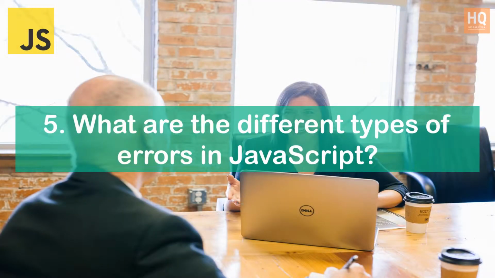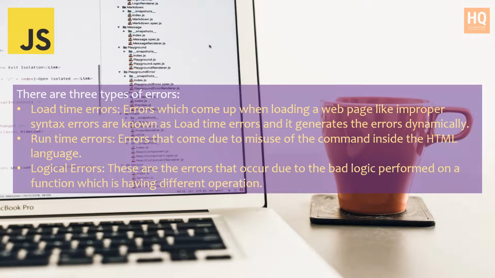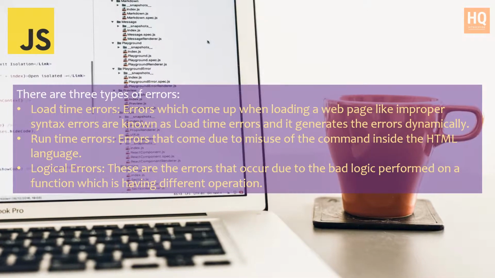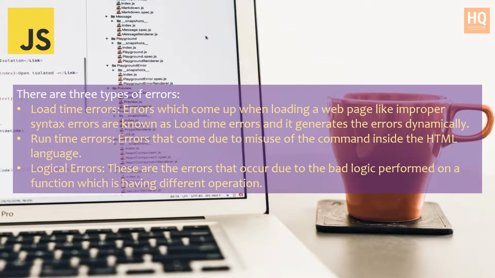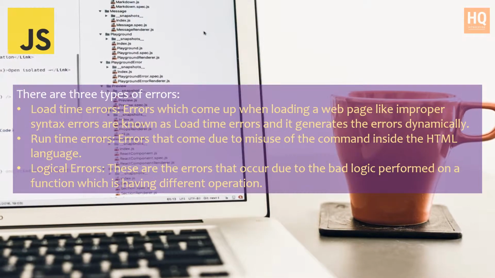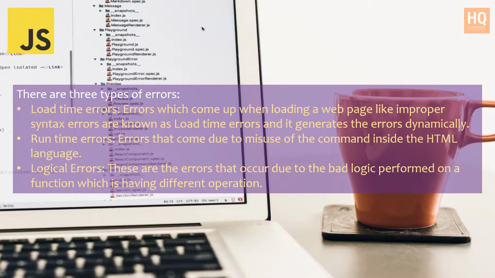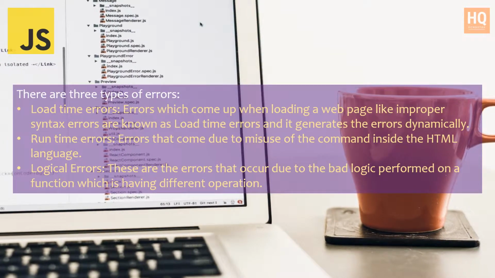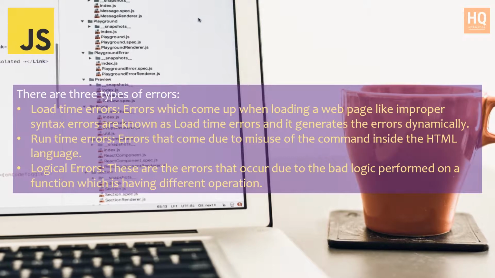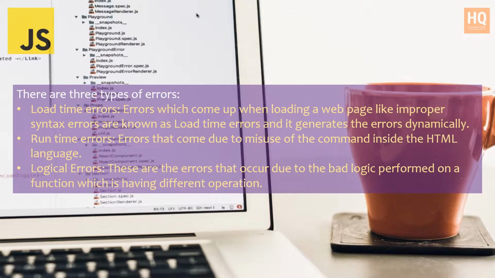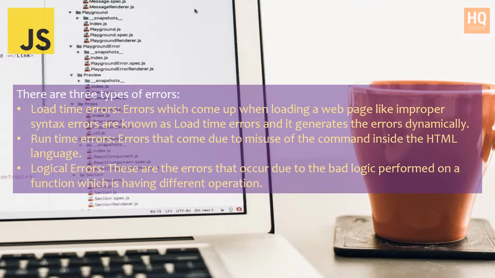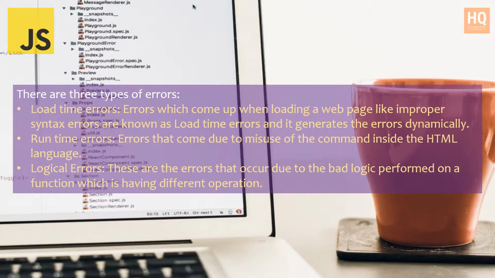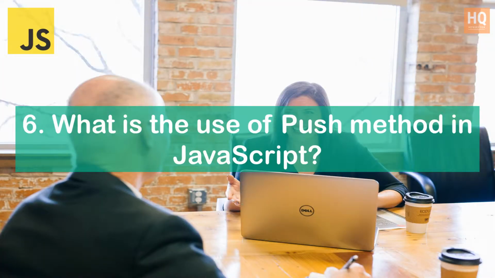What are the different types of errors in JavaScript? There are 3 types of errors. Load time errors are the errors which come up when loading a web page, like improper syntax errors, and they are known as load time errors. Runtime errors are the errors that come due to misuse of the command inside the HTML language. Logical errors are the errors that occur due to the bad logic performed on a function which is having different operations.